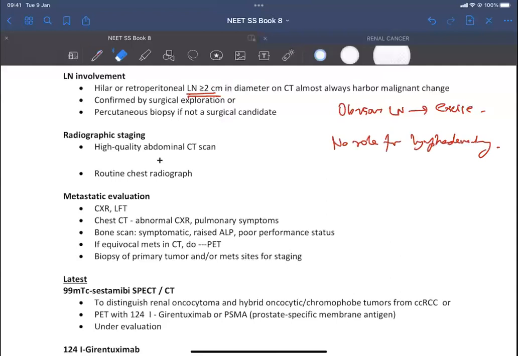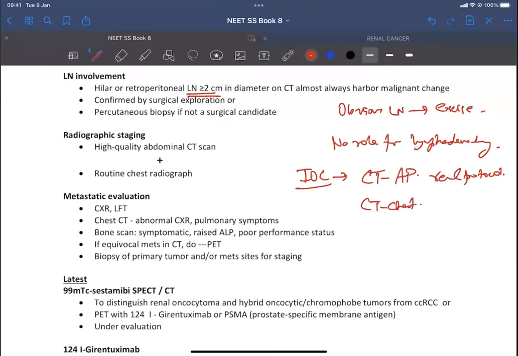So as a part of the evaluation, we've seen the investigation of choice. The first line investigation would be a CT abdomen-pelvis with renal protocol, but we invariably do a CT chest as well, because lungs are the most common site for metastasis from renal tumors. So that's what we commonly do. We don't tend to do other scans unless there are any obvious signs of metastasis.